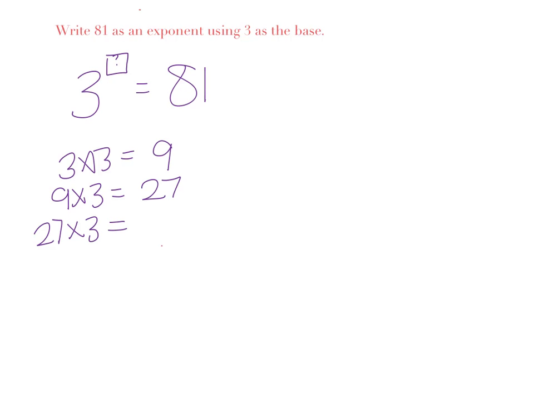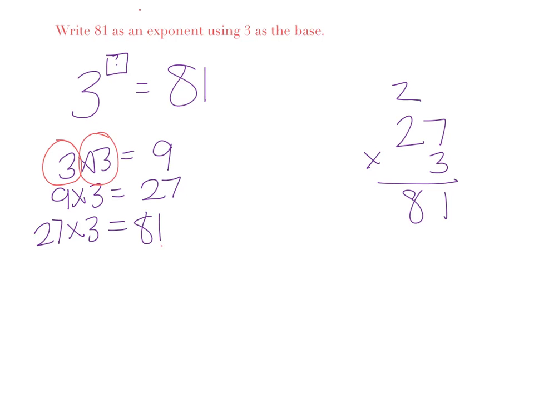27 times 3 gives me, oh, I'm not sure. Let's try it over here. 7 times 3 is 21, carry the 2, and 2 times 3 is 6, plus 2 is 8. Oh, this is looking pretty good. Gives me 81. Perfect. So now I know that I've reached 81. I just need to see how many 3s I used. I used 1, 2, 3, 4 3s. So I have to do 3 to the 4th power to get a value of 81.